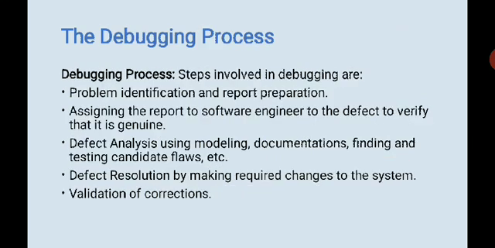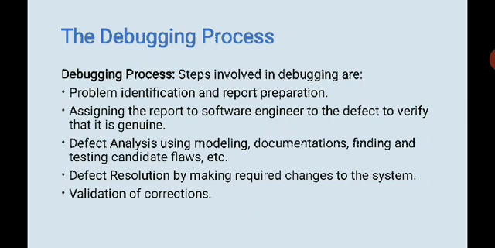Now we come to the debugging process. What is the debugging process? What are the steps involved? We discussed this on the previous page also. First, problem identification and report preparation. You will identify the problem, what has caused the problem, and you will prepare a report. You will generate a report based on your findings, whatever you have identified as the cause of the error, and document it.